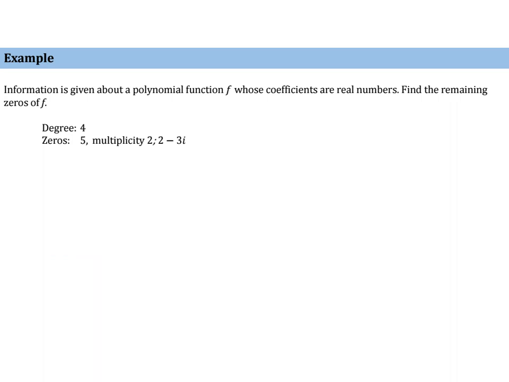Now we have a degree of 4, and our zeros are 5 with a multiplicity of 2. Then we have 2 minus 3i. Well, we have real numbered coefficients, so 2 plus 3i would also be a zero. We have a degree of 4, so let's add up how many we have. So we have 5, but we have it twice, so 1, 2, 3, 4. If we count multiplicity, we should always add up to the degree. So the remaining zero was 2 plus 3i.